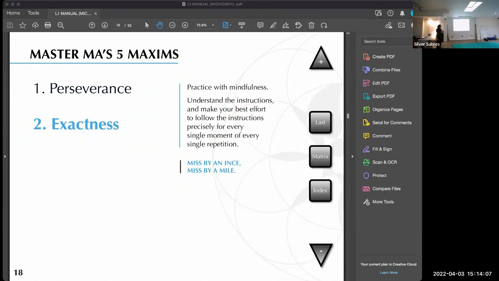Understand the instructions and make your best effort to follow the instructions precisely for every single moment of every single repetition. Because if you miss by an inch, you miss by a mile. If you're out by an inch at the beginning of the movement, here's my single whip from the unarmed form, right? Now, if I'm like this at the beginning, then there's no way that I can arrive in the correct position at the end, because what I put into the algorithm at the beginning was wrong. So what I get out at the end is going to be wrong.